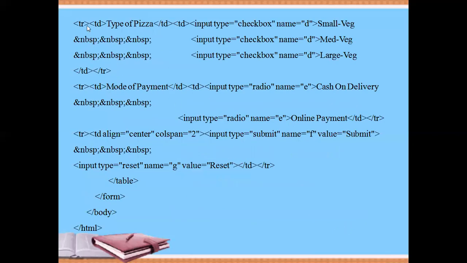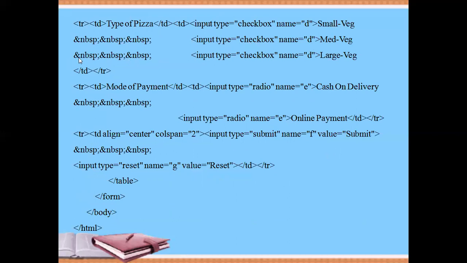Next row, TR, TD, there was type of pizza. In this, I had shown you 3 examples. So we are going to use the check boxes here as mentioned in the question. Input type is equal to checkbox. Name is equal to and display the first value here. Small veg was the first value. Space, input type is equal to checkbox. Name is equal to D, medium veg. This is the second option which is there.